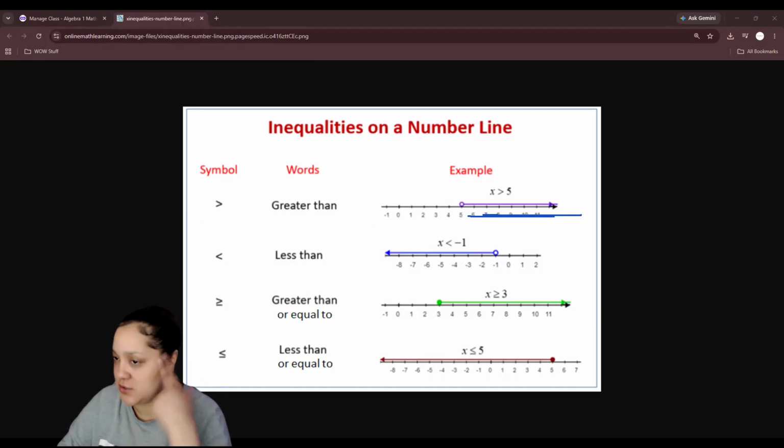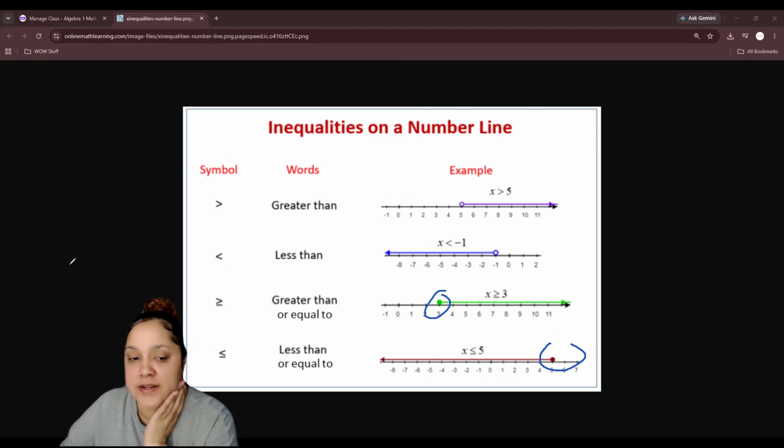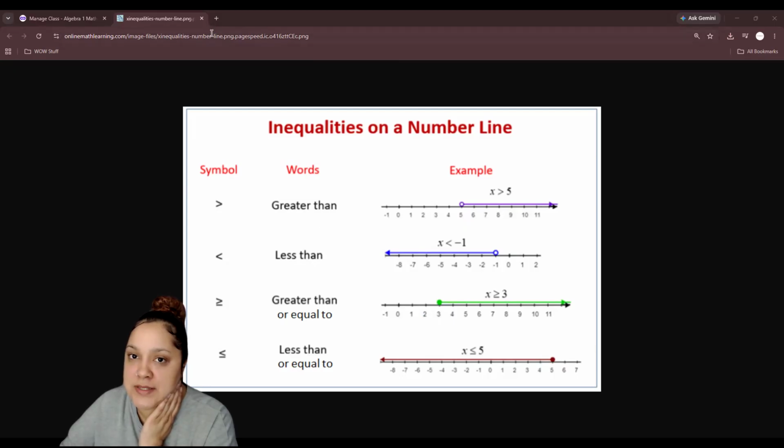So if you think to yourself, x is greater than 5, that means x can be 6, 7, 8, 9, 10, 11, infinity. For this one, x is less than -1, so it could be anything to negative infinity. And this means 3 is included and 5 is included. That's why it is a solid circle on the number line. So when you're graphing those, that's what that means.